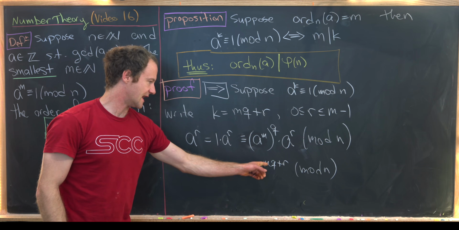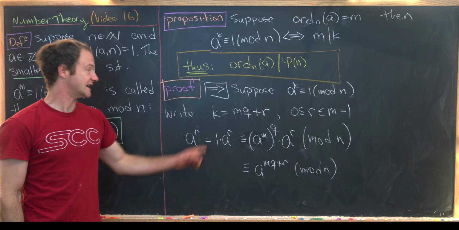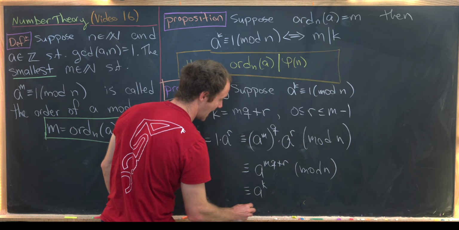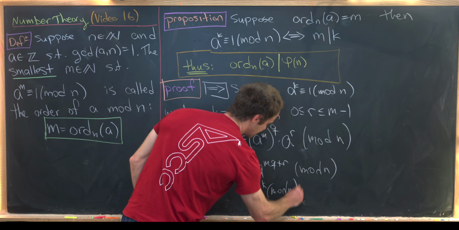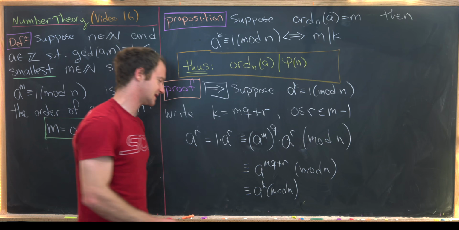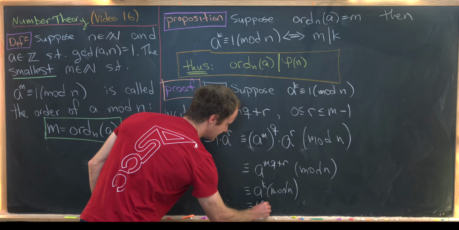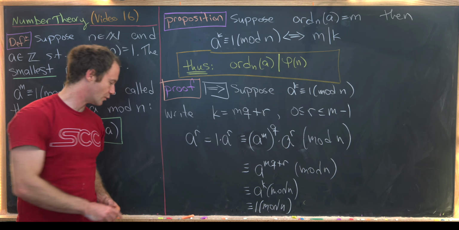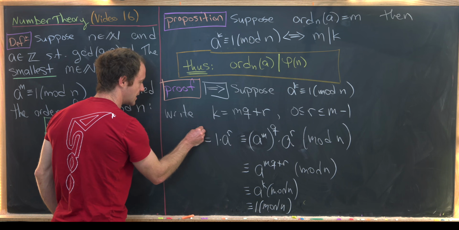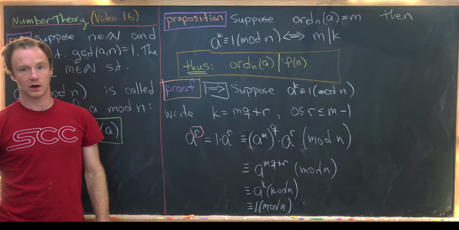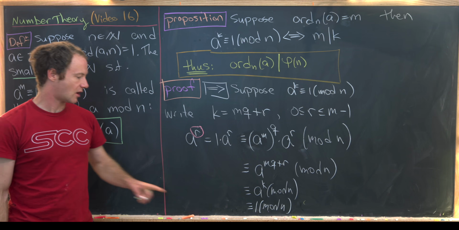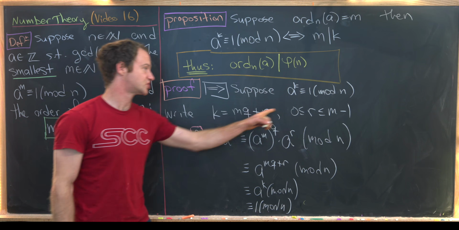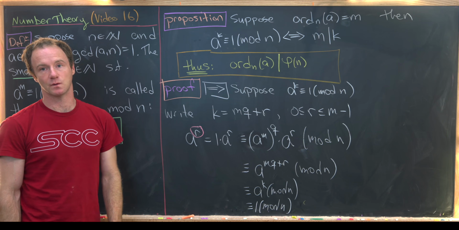But now notice that mq plus r is exactly k. So we have that this is equal to a to the k mod n. But let's recall that our assumption was a to the k was congruent to 1 mod n. So this is 1 mod n. So what have we done? We found an exponent, namely this exponent r, so that when we raise a to the r, we get 1 mod n. But this r is strictly less than m.